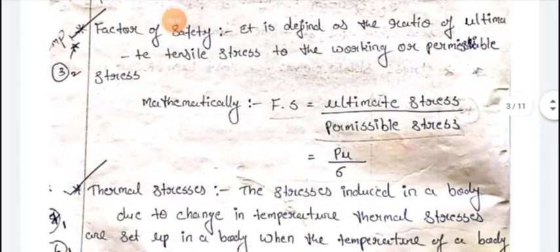What is the factor of safety? It's one of the important factors and terms considered in engineering design applications. What is the definition? Let's see first. It is defined as the ratio of ultimate tensile stress to the working or permissible stress.